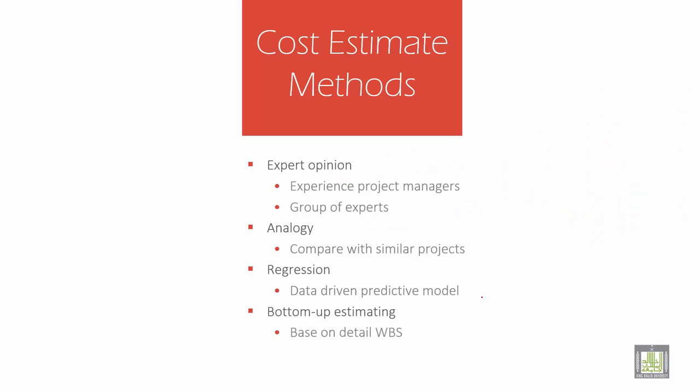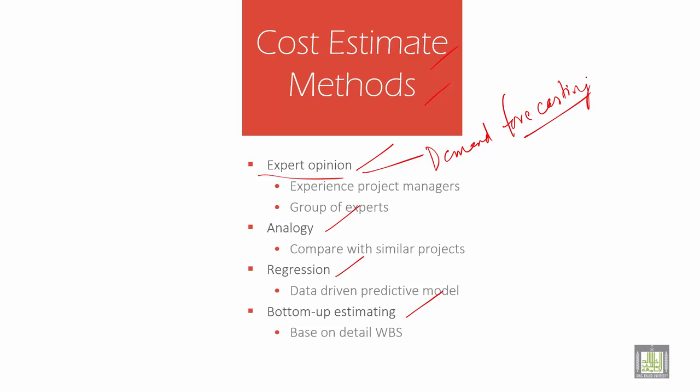So what are these cost estimate methods? There are four methods: expert opinion, analogy, regression, and bottom-up estimating. What is expert opinion? It is a demand forecasting method. It is responses acquired from the experts, to be analyzed by an independent party that will provide feedback to the panel of members.